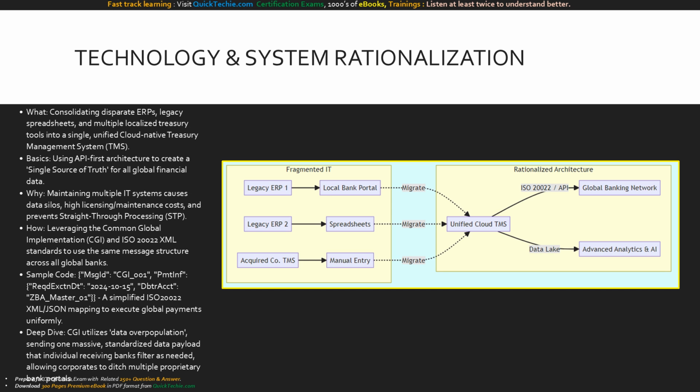Now, trace the migration paths to the right into the rationalized architecture. All those redundant systems have been collapsed into one unified cloud TMS. From this single hub, we use standardized ISO 20022 and APIs to communicate seamlessly with the global banking network. Furthermore, this clean, unified data flows downward into our data lake, enabling the deployment of advanced analytics and AI. Streamlined tech is the prerequisite for intelligent treasury.